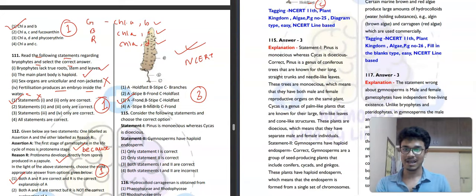It is saying that consider the following statements and choose the correct option. Pinus is monoecious, whereas Cycas is dioecious. Absolutely correct. And you can remember it like this: PM, Prime Minister, Pinus is monoecious, and CD, compact disc, Cycas is dioecious. This is a simple trick I used to remember during my time of preparation. Statement 2 says that gymnosperms have haploid endosperm. It is absolutely correct, because angiosperms have the diploid endosperm. So both statements first and second are correct. That's why the third option will be our correct answer for this question.